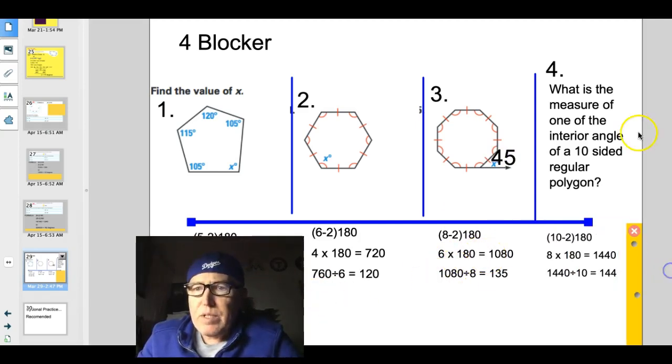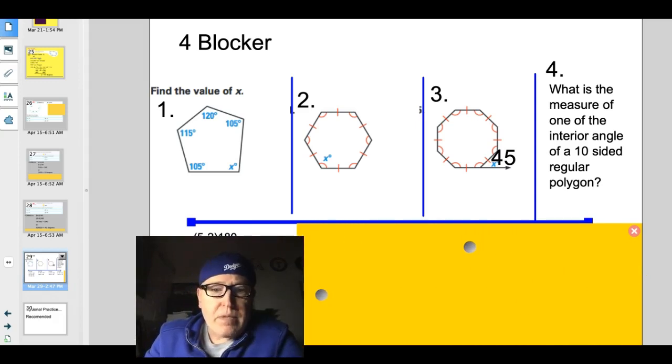Okay, last question. What is the measure of one interior angle on a 10-sided polygon? 10 minus 2 is 8, times 180 is 1440. We take that 1440 and divide it by 10. We're at 144 degrees. All right, folks, I'm not going to kid you, this is a tough target.